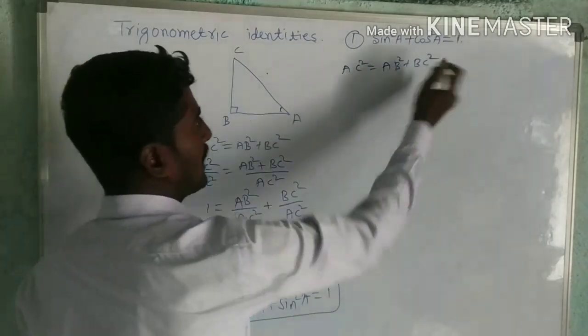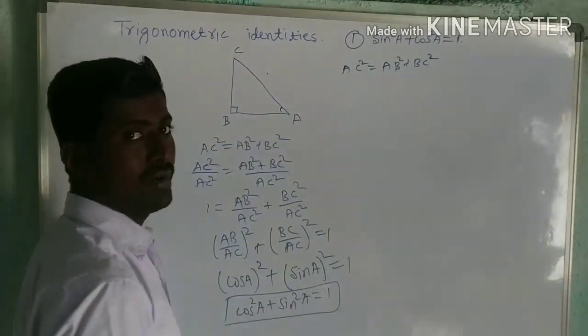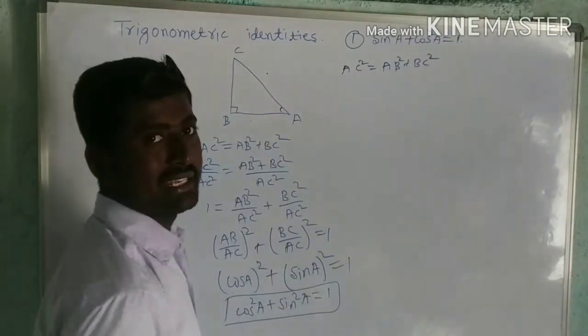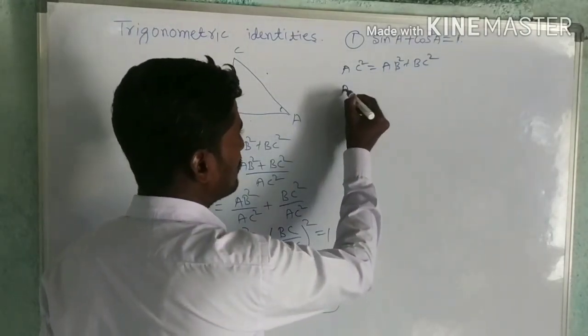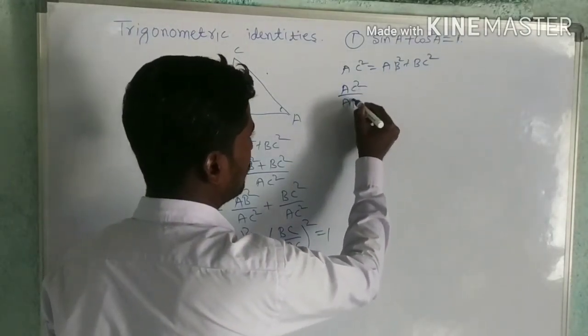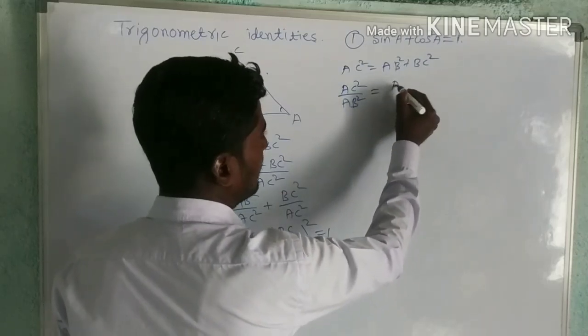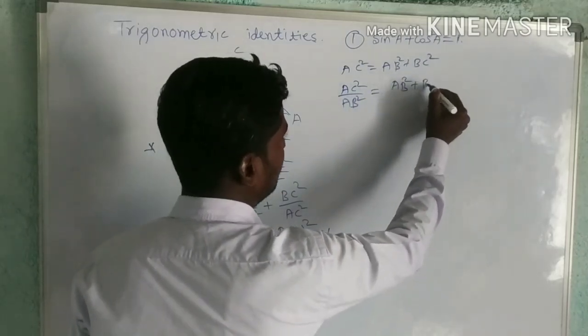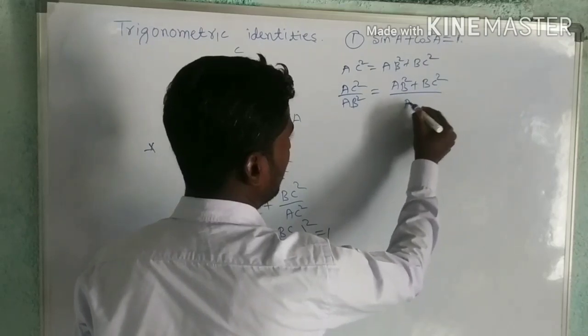Now this is by applying the Pythagoras theorem that I got this. Now I am going to divide both sides by AB square. Now AC square divided by AB square is equal to AB square plus BC square divided by AB square.